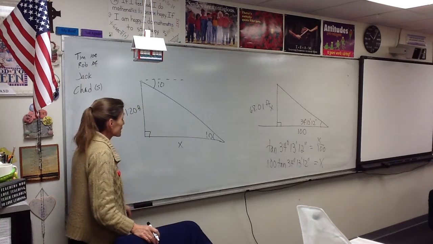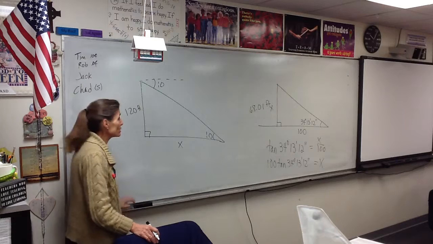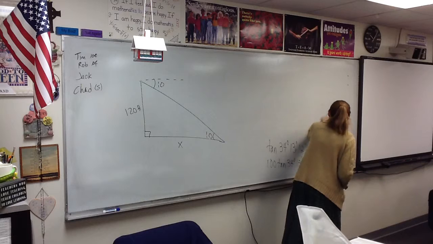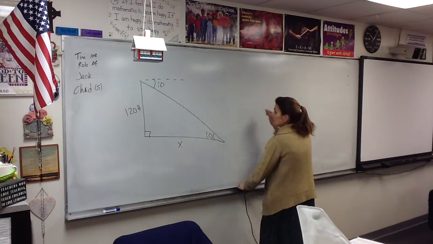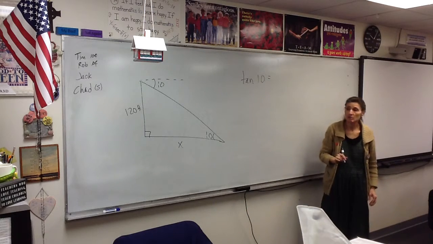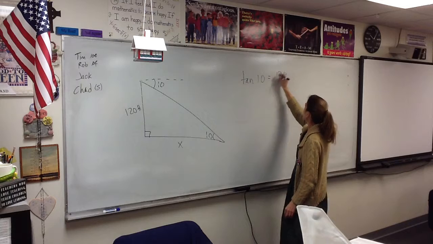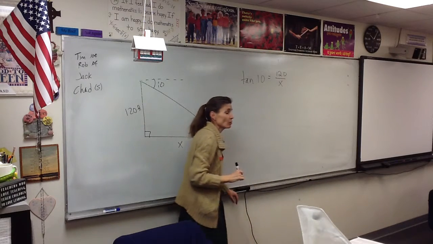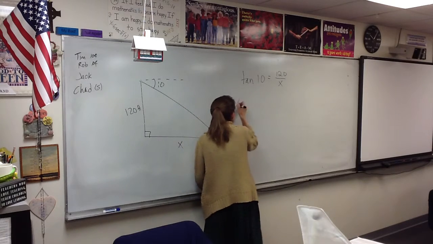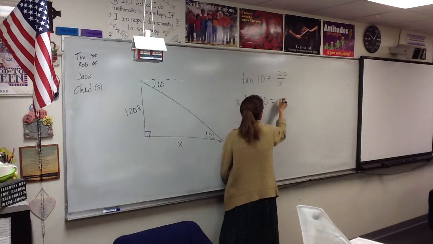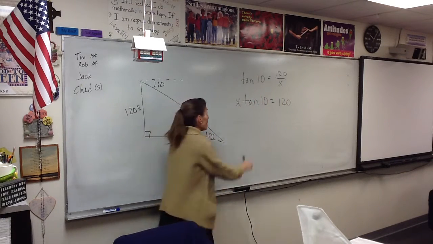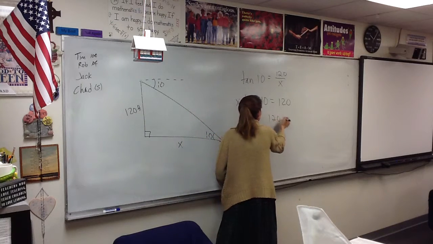All right, so let's look at our triangle. Again, which function are we going to use? Tangent. And this time, our equation will be tangent 10 equals what? What is the tangent of 10 equal? 120 over x. Now, these are a little bit harder to solve when the x is in the denominator like that. So let's multiply both sides. Get rid of the fraction. Is that okay with everybody? Yeah. And now I'll divide by tan 10.